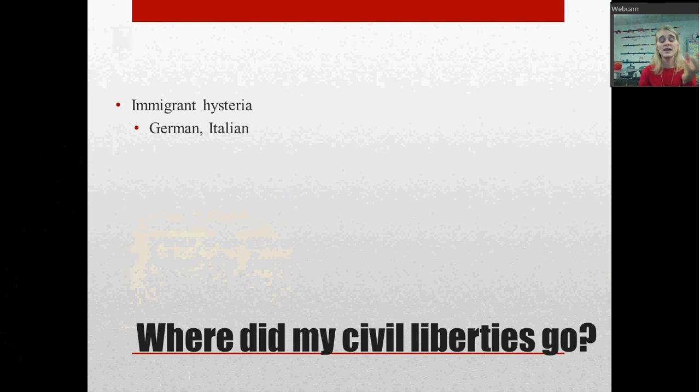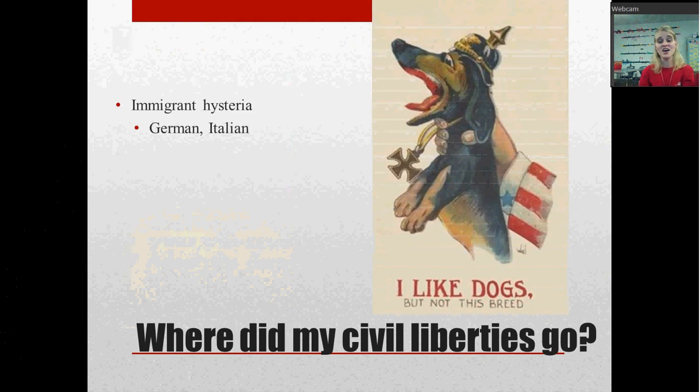So you might see posters, part of the propaganda campaign, that go up like this: "I like dogs, but not this breed." Poor Dachshund. I feel bad for him. He can't help that he's a German breed, right? Or they might change the name of their dog. Instead of walking your Dachshund, you might walk your Liberty Pup. Instead of eating sauerkraut, you might be eating Liberty Coleslaw, right? So they would change the names of different German foods to make it sound more American.